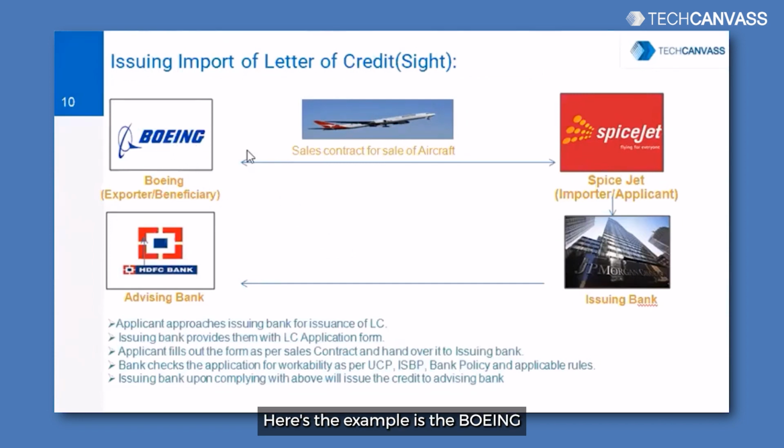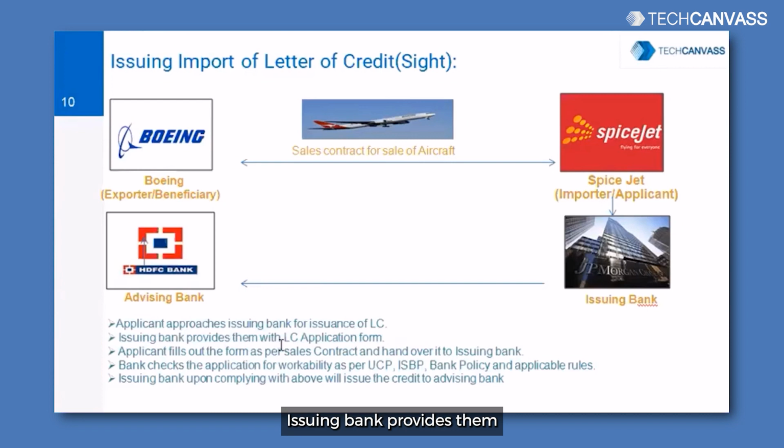Here, whatever we discussed now is the issuing import letter of credit side. The example is Boeing, with a sales contract for the sale of aircraft, and SpiceJet is the importer. This is the issuing bank, and this is the advising bank. The basic thing is that the importer, SpiceJet, will go to the issuing bank, and it will go to the advising bank. The advising bank will advise that letter of credit to the exporter. The applicant approaches the issuing bank for issuing the LC.